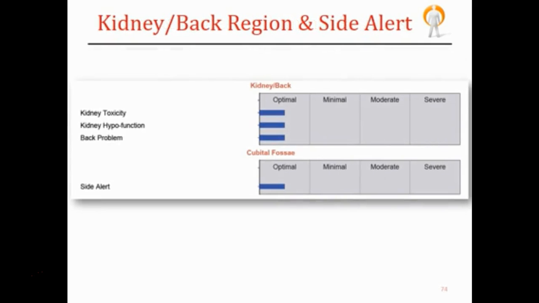The kidney and back region shows kidney dysfunction and spinal problems. And the side alert refers to whether there's the signature for a focal disturbance on the right or left side of the body, which is determined by the regulation responses of the cubital fossa points on the arms.